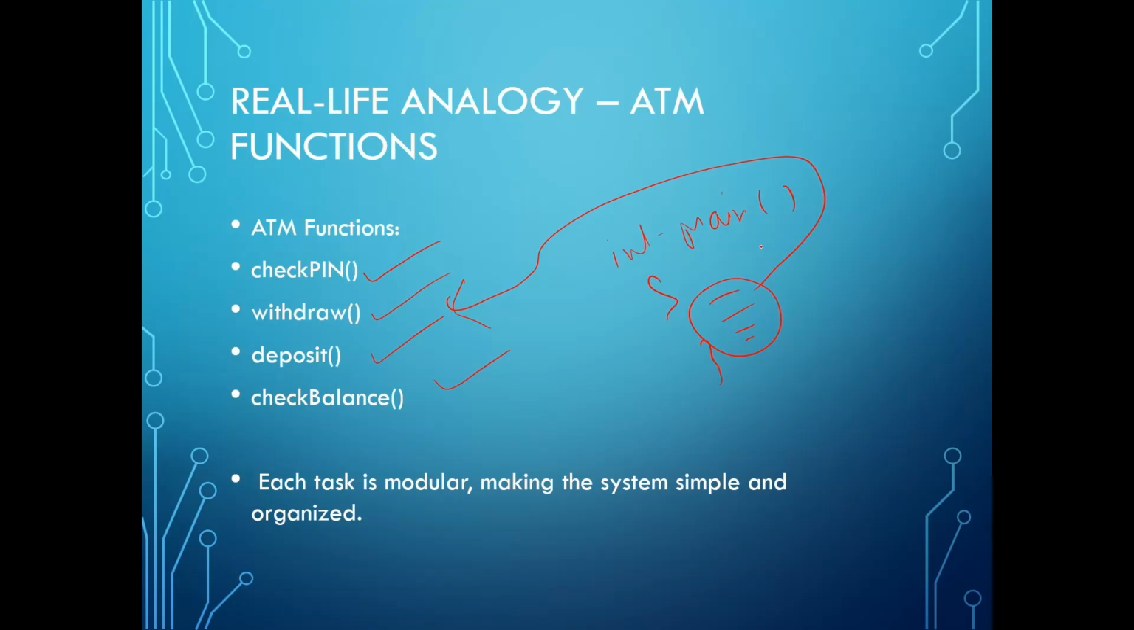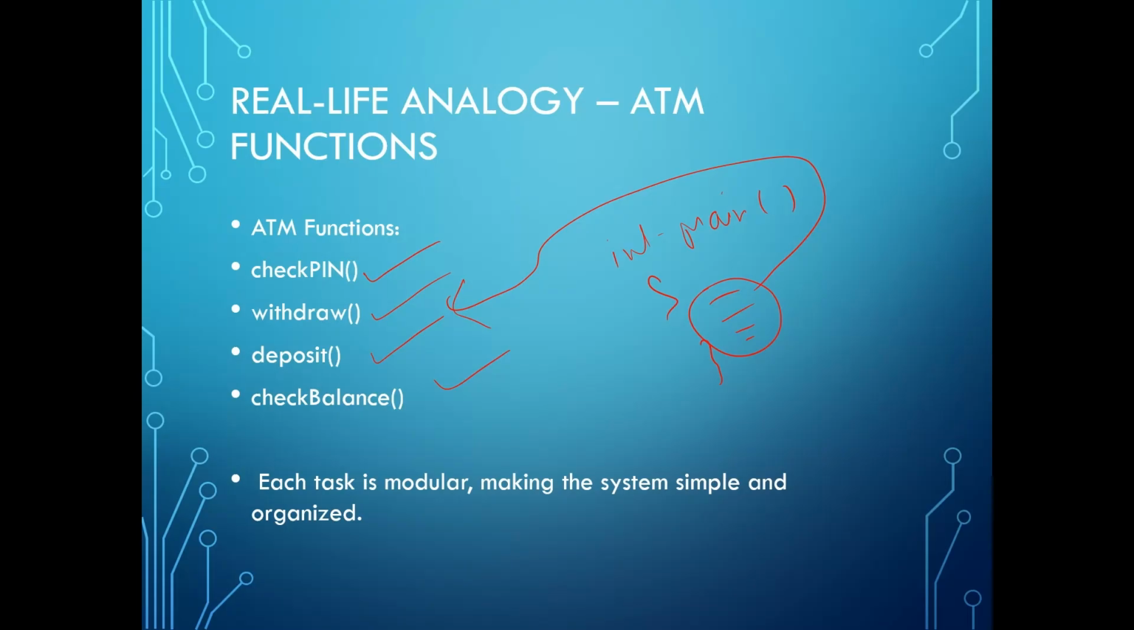Each task will be modular, making the system simple and organized. Otherwise you just mess up all the things, and it would be easy to understand where the actual task is happening, in which function it is happening. If you write everything into the main function, it will mess up everything, so it would be difficult for anyone to understand how the task is happening for all the functions here.